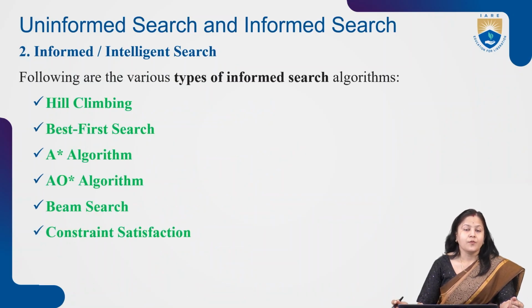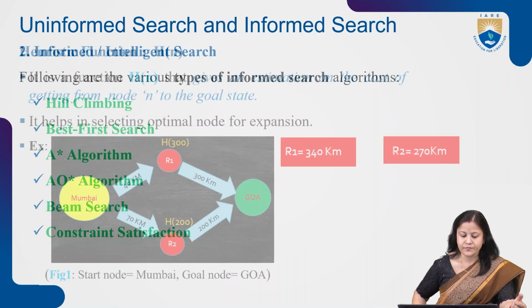Now, let me discuss informed search. What are the algorithms that come under informed search? The following algorithms come under informed search: hill climbing, best first search, A-star algorithm, AO-star algorithm, beam search, and constraint satisfaction problem.